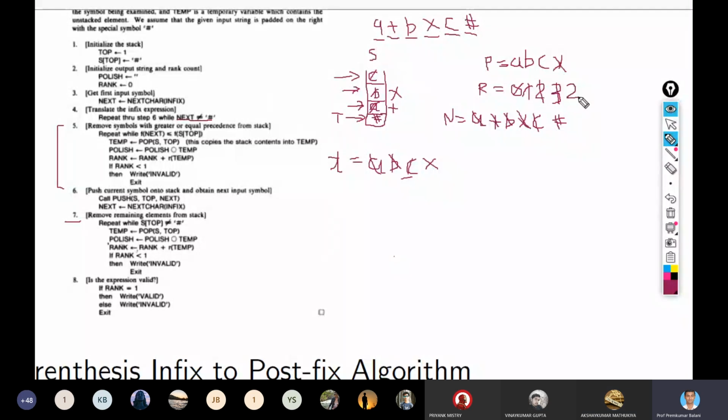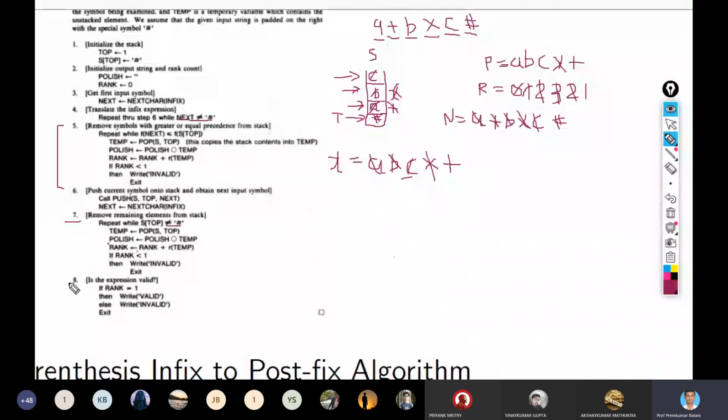Any question? Okay. Then again we will pop into the temp the top of stack. This x has been popped. Now plus will be popped, and plus will be kept in the temp. That we will again append to the Polish expression. From the rank we will subtract 1. So rank would be 1. And now top of stack is hash. So till hash we have to repeat.